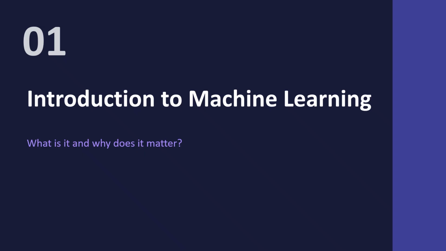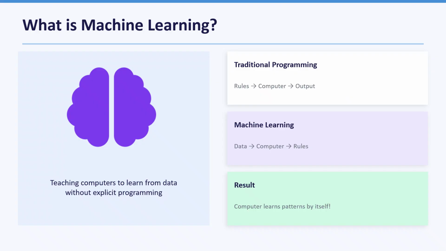Section 1, Introduction to Machine Learning. So, what exactly is machine learning? Let me explain it with a simple comparison. In traditional programming, you write rules. If the email contains the word lottery, mark it as spam. The programmer writes those rules manually, but in machine learning, you flip this completely.